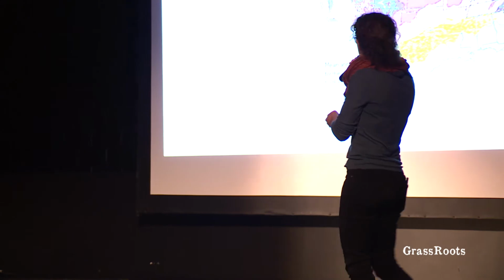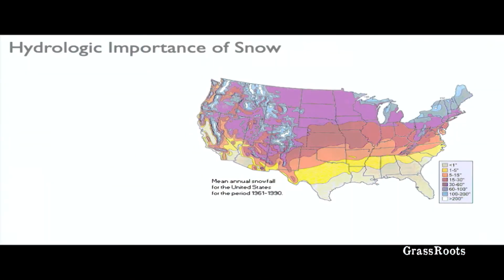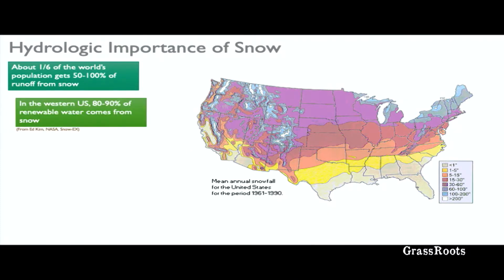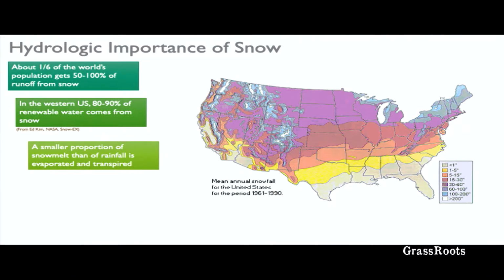And in the United States, you can see where most of our snowfall is: in the high mountains, in the Rocky Mountains, and in the Sierra Nevadas and the Cascades. About a sixth of the world's population gets more than half of its runoff from snow. And in the western US, 80 to 90% of our renewable water, and renewable water means our surface water, not our groundwater, is coming from snow.